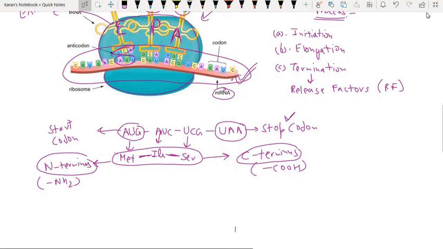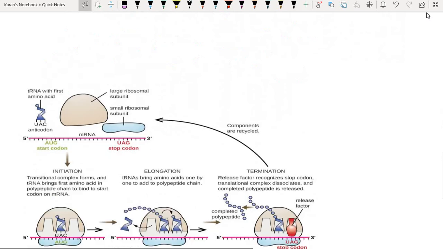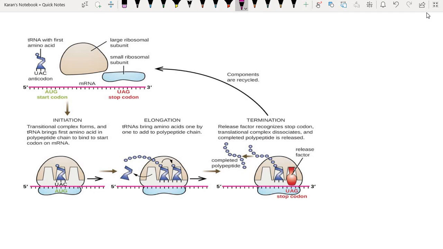So let us see the whole diagram in more detail. Here you can see 5' to 3', this is the mRNA, and you can see the start codon. The anticodon, which is complementary to it, will bind here and the process of translation will start. You can see the two subunits of the ribosome, one the large subunit and the other a small subunit. And you can see the UAG, which is the stop codon. So after the polypeptide chain gets synthesized, it will stop here.